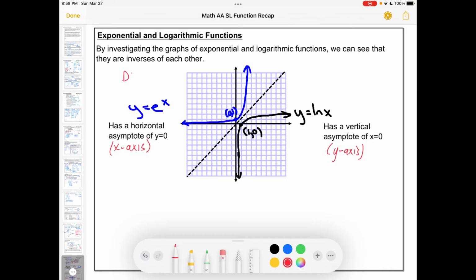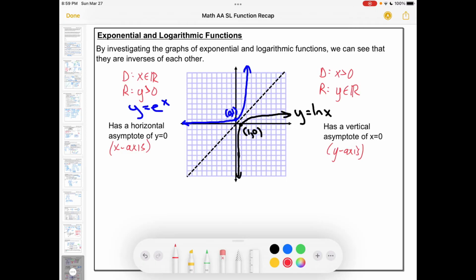Exponential functions have a domain of all real numbers, and they have a range, if they're not transformed, of y is greater than 0. And you can just see that on the graph. Logarithmic functions, on the other hand, have a domain of x is greater than 0. And a range of all real numbers. And again, you can see that on the graph, but it's also very fishy that those look like x and y just switch positions. And that's what happens with inverse functions.